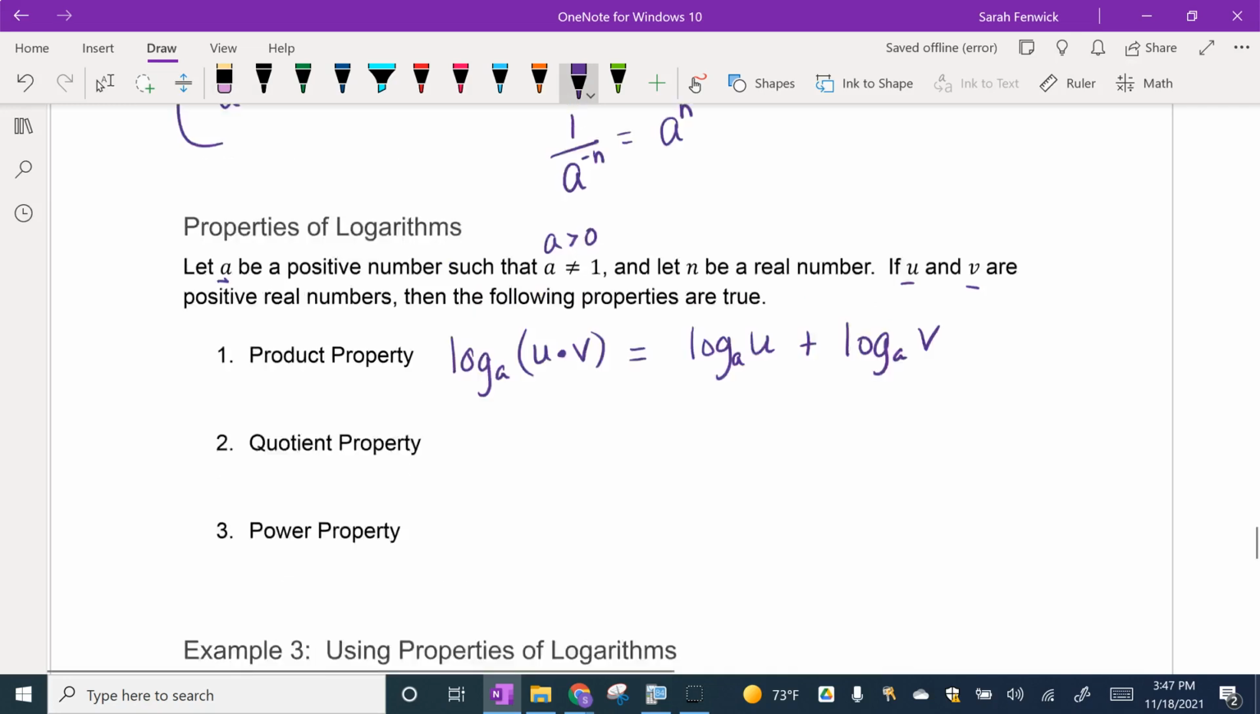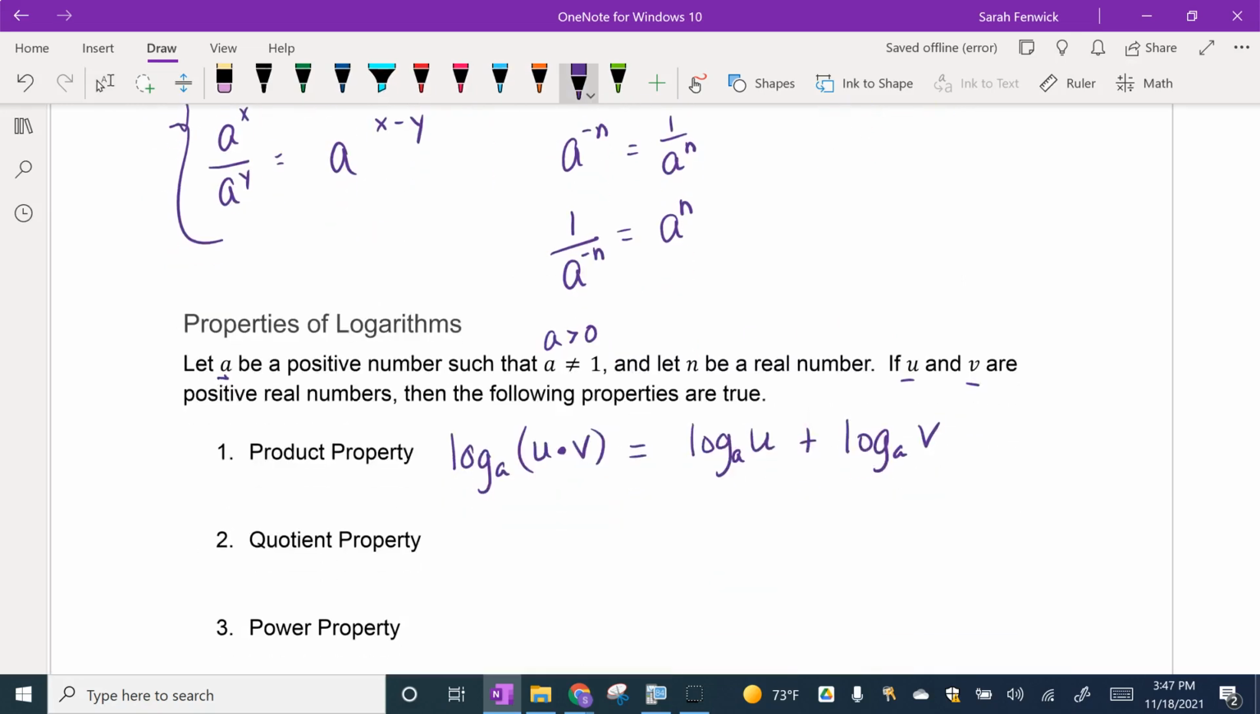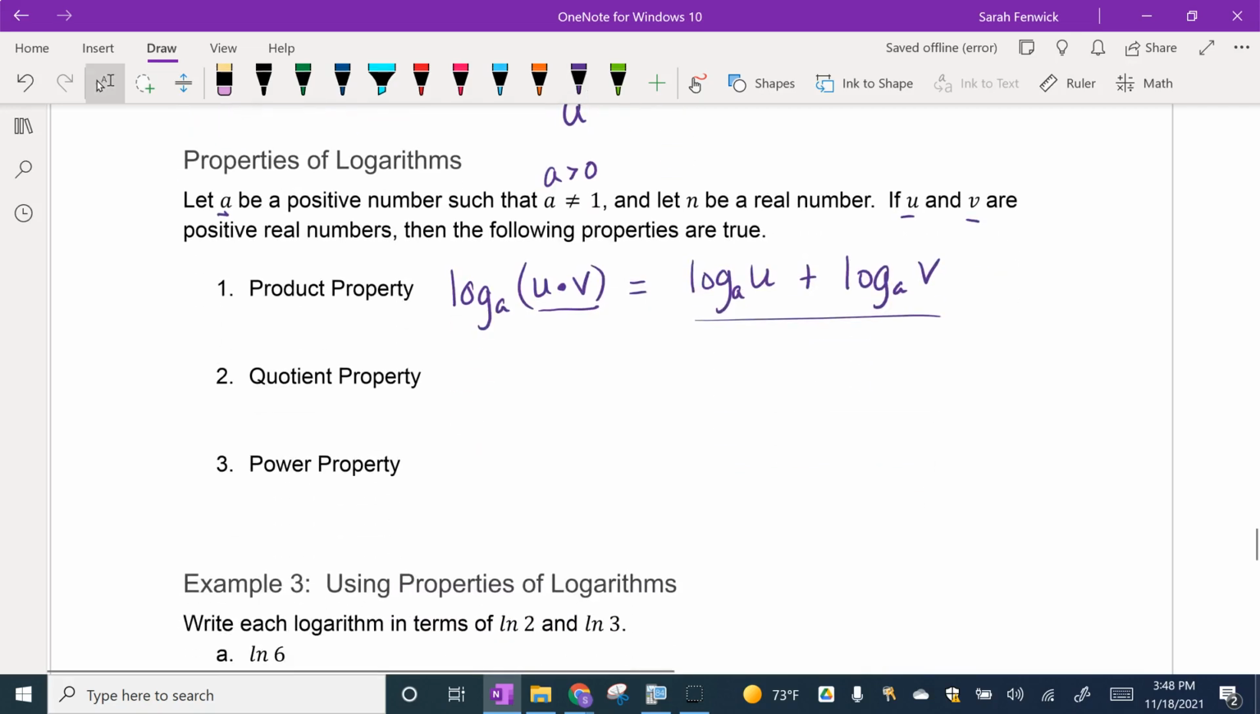So if you go back up here and look, here when we multiplied our bases, we added our powers. Here, if our arguments are multiplied, we can separate it and add our logs, as long as the bases are the same, okay?